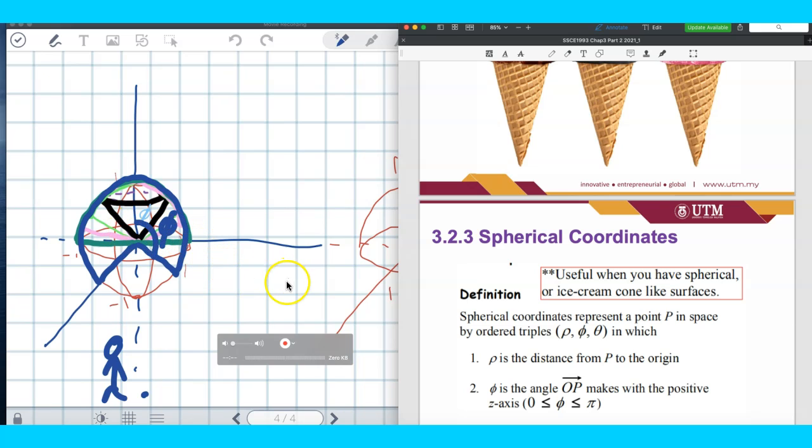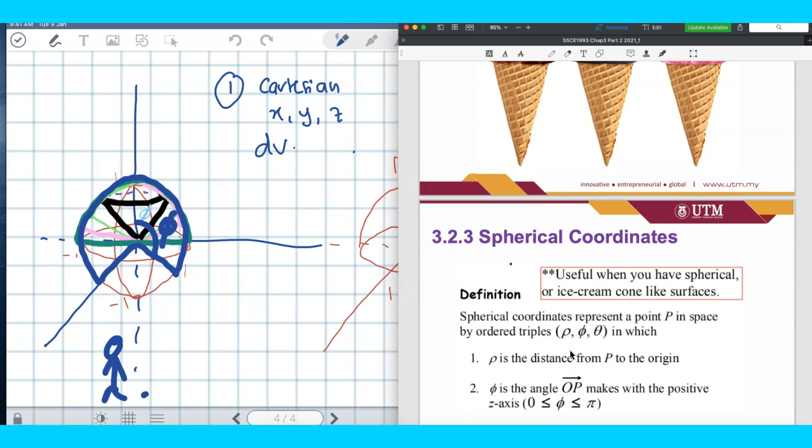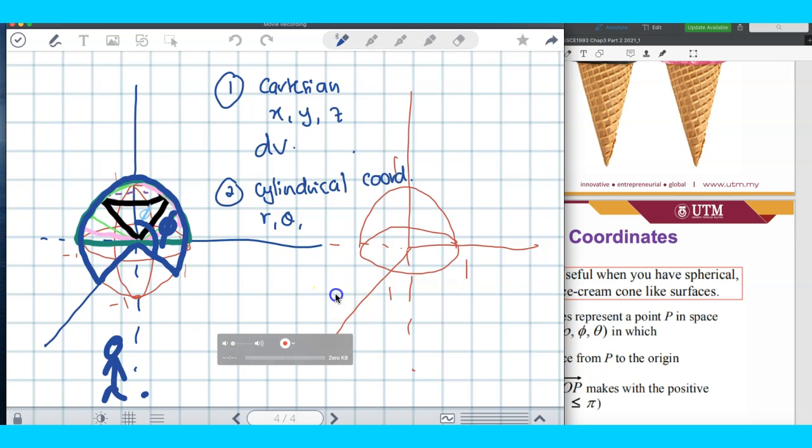What else in the variables will we have in the spherical coordinate? Let me refresh. For the Cartesian coordinate system, we have x, y, and z, right? And we have dV. For the cylindrical coordinate, which is the extension from the polar, you have r and theta. That is 2D, I mean double integral, r theta. And for triple integral, you have z, and your dV is r dz dr d theta.